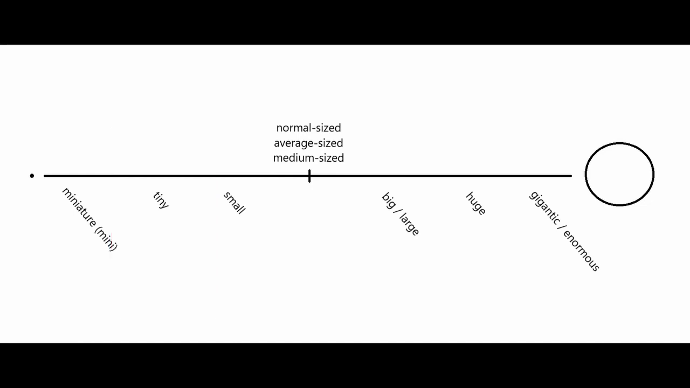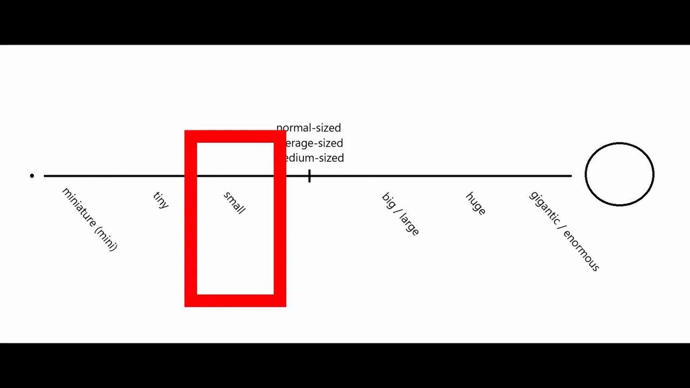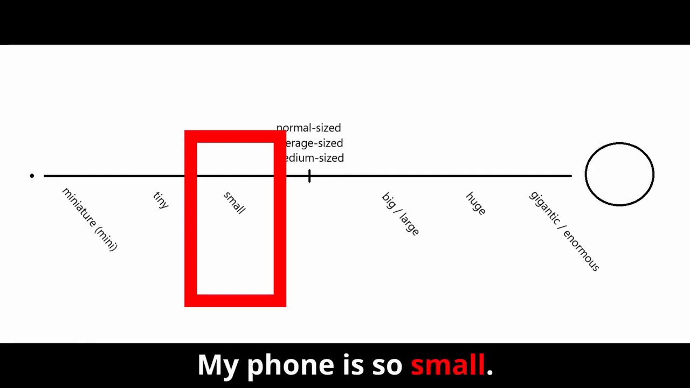After tiny, we see the word small, which can be used in any situation in which you want to express that something is less than a normal size. For example, she's a small girl, or my phone is so small.